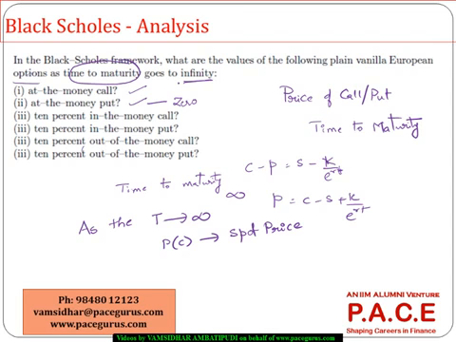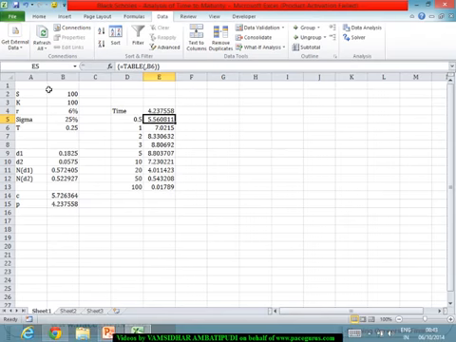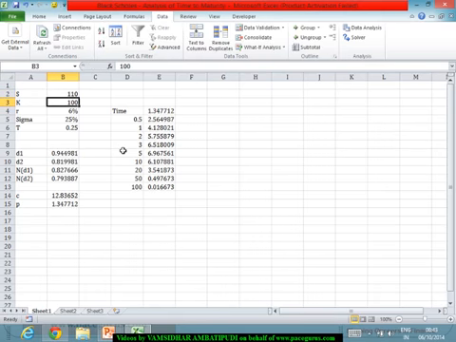Then 10% in the money call. So whenever we are saying in the money, the spot price is greater than the strike price. So probably here I am looking at the spot price being 10% more than the strike price. This is where I am talking about 10% in the money call. So let's see what happens in case of 10% in the money put also.